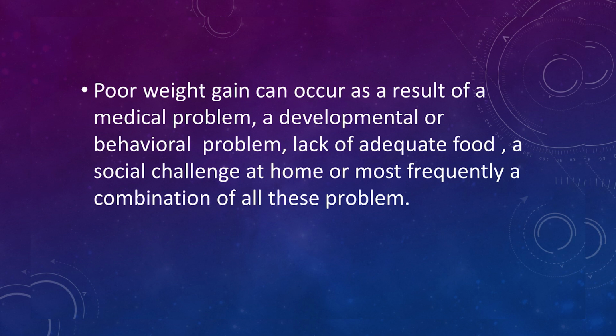So poor weight gain can occur as a result of a medical problem, a developmental or behavioral problem, lack of adequate food, or social challenges at home, or most frequently a combination of all these. So we observe underweight in a child when there is poor weight gain that may result from a medical problem, where the child may be suffering from a disease, then a developmental or behavioral problem, lack of adequate food, the consumption of less food, then social challenges at home, and maybe a combination of all these factors observed in underweight babies.